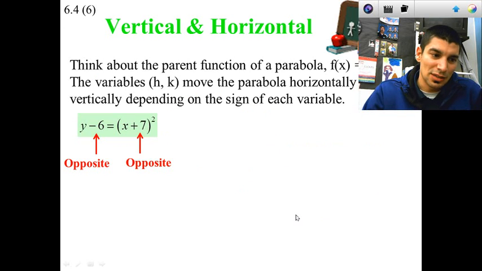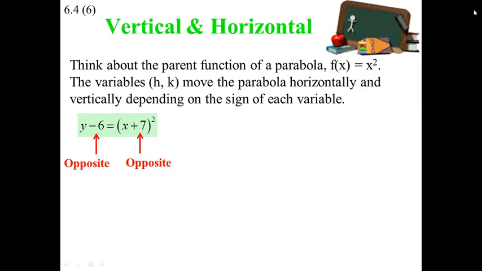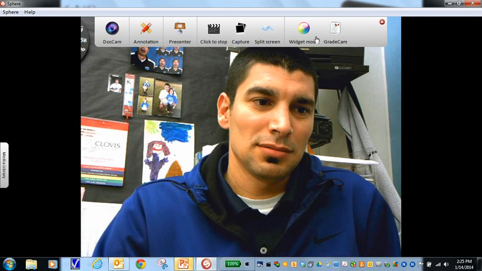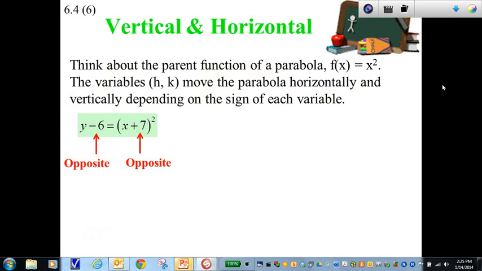So let's talk about this kind of thing. Think about the parent function of a parabola, f of x equals x squared. You learned parabolas in Algebra 2. So when I look at this equation, I know that it's based off of the parent function that we had you memorize on worksheet 1.